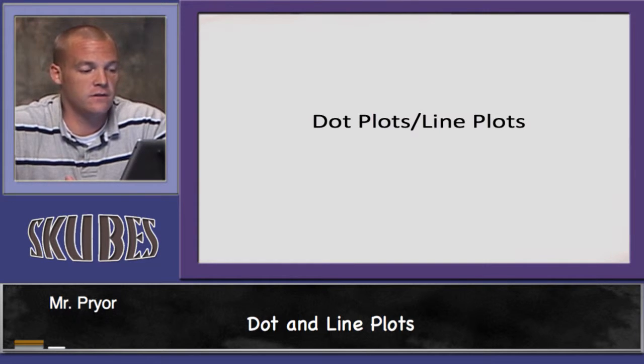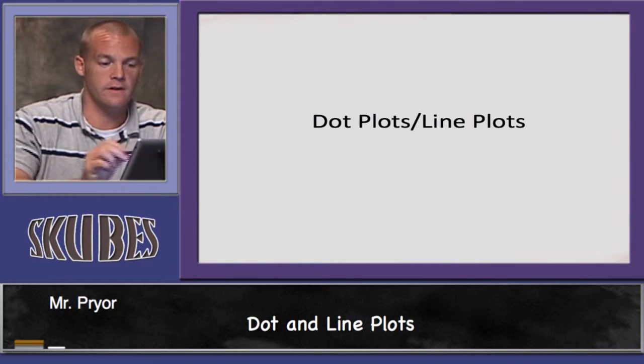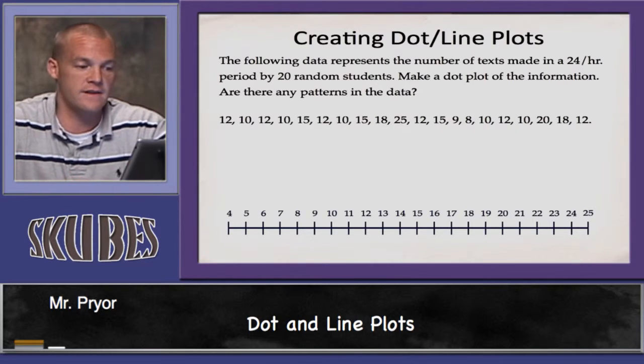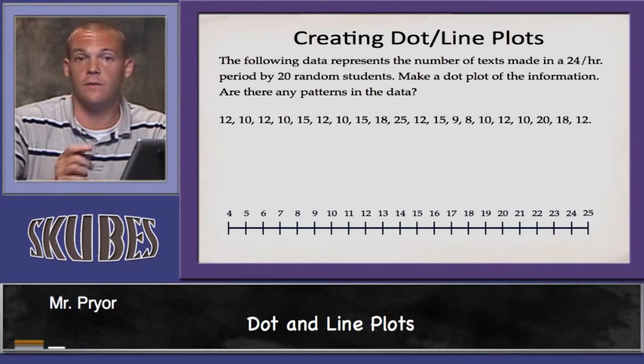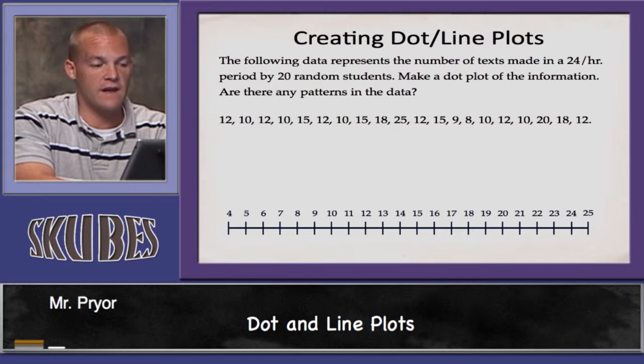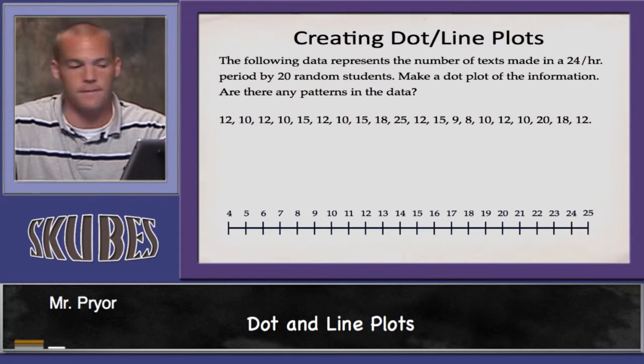I'm going to be speaking to you about how to create and analyze dot plots, which are also called line plots. All right, so let's take a look at an example here. This example is just data that represents the number of texts that 20 random students made over a 24-hour period. Each value that you see here lined up represents how many texts that they did in that period.